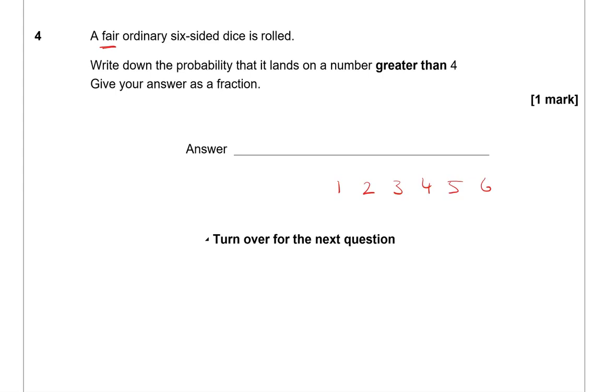So we've got to write down the probability that it lands on a number greater than 4. Greater than 4, that is 5 or 6. So how many numbers is that? 1, 2 out of 6. So 2/6 is the probability, or you could simplify it and go to 1/3, whichever you prefer.